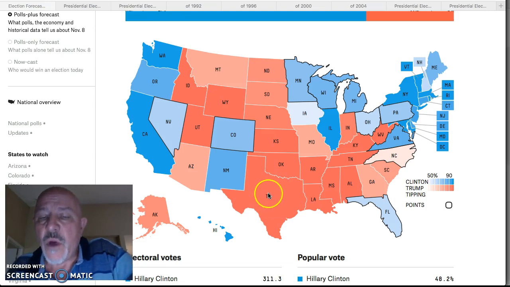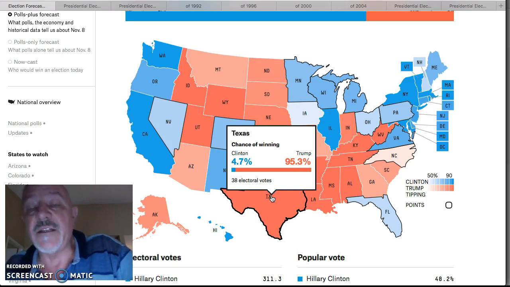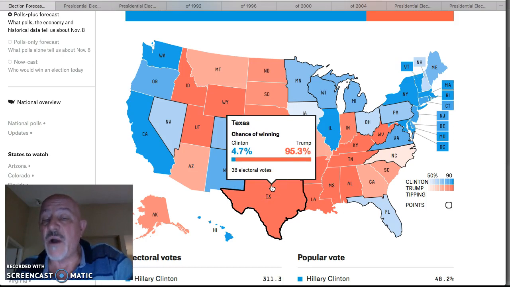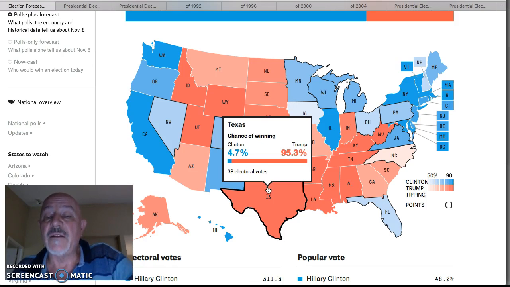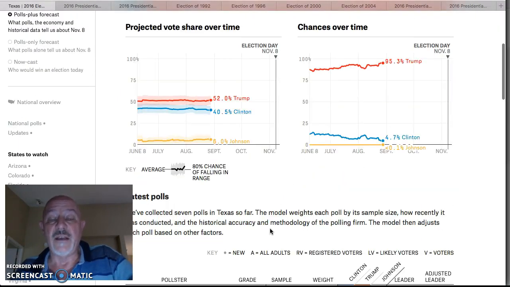So for instance, what is the probability that Texas will vote Republican? Now remember, it's one of the states that has voted Republican in the last 6 elections. And if we click on this state, we will discover that its chances of voting Republican are quite high. In fact, it is 95.3% likely that Texas will go for Trump, as opposed to 4.7% going for Clinton. Okay, and then it goes into more detail like this.